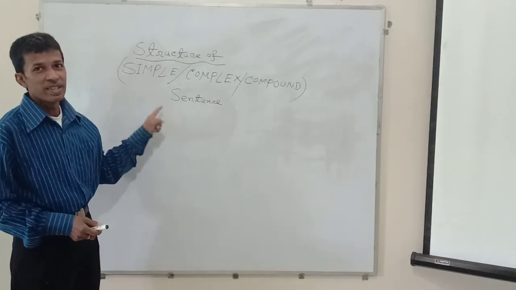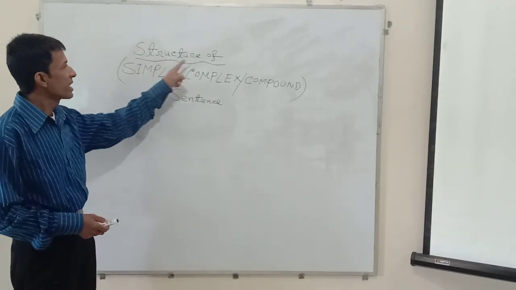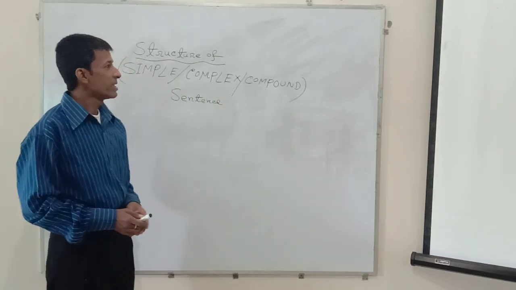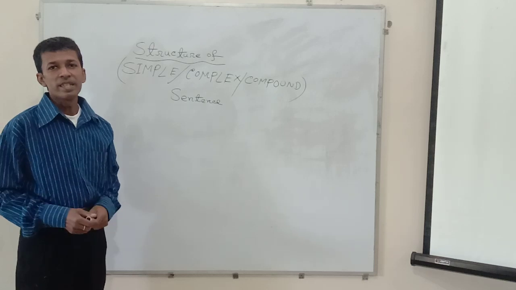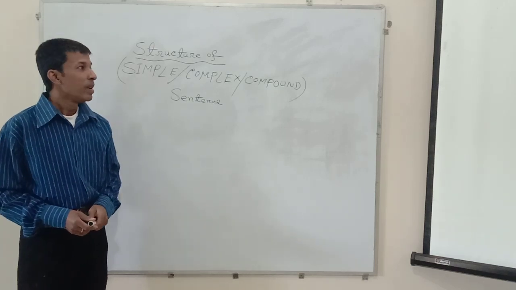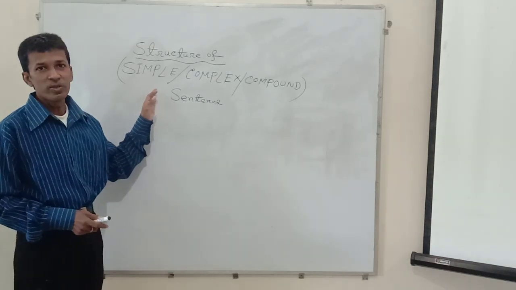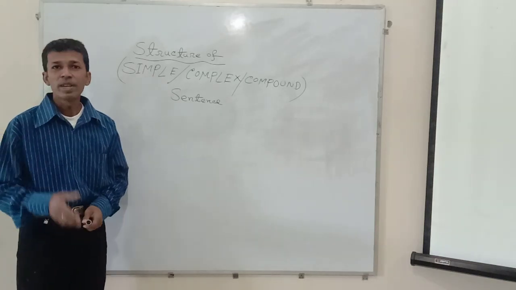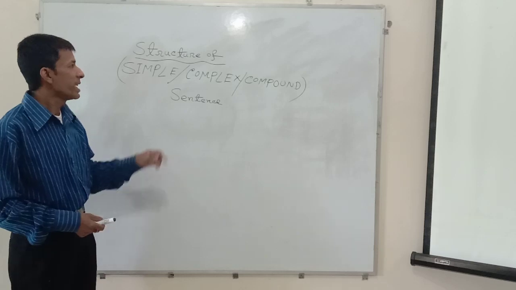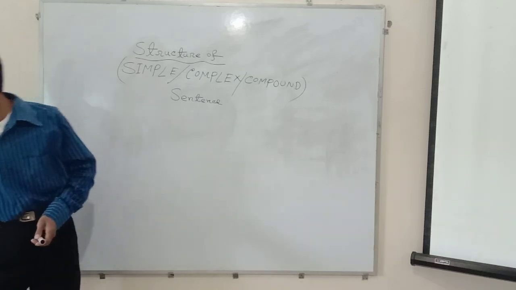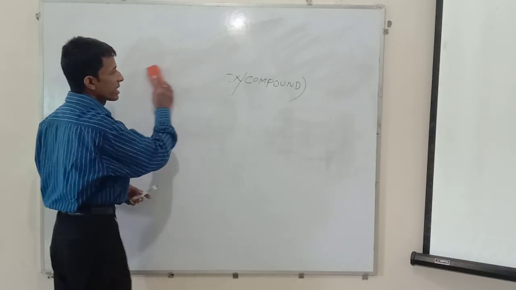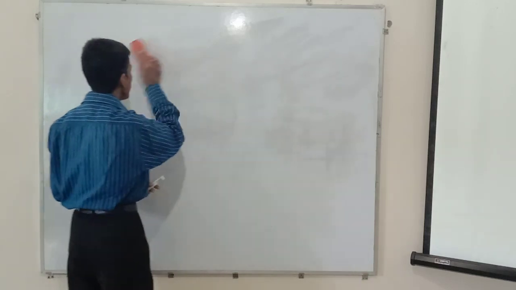Look at the whiteboard. The discussion is about the structure of simple, complex and compound sentences. These three types of sentences are also an essential part of our syllabus. But first of all, we must know the origin or sources of simple, complex and compound sentences, in what way you will be able to identify these three types of sentences. As a result, today I am going to discuss the structure of simple, complex and compound sentences.